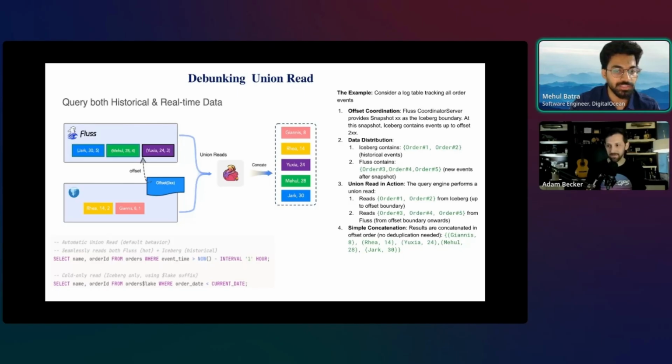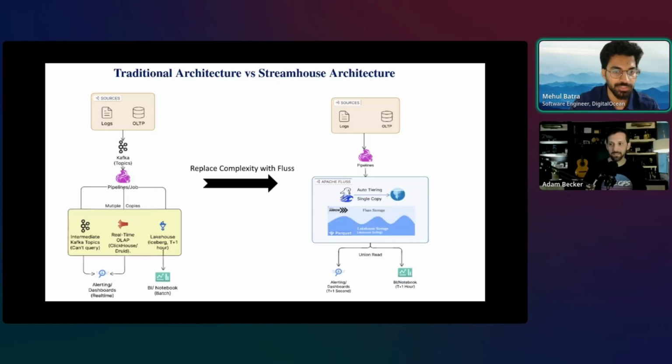So when you run the union read, the query engine will perform a union read. It will get your old orders up till the offset boundary, order 1 and 2, from the Iceberg, and the new ones from your Fluss. And it's just a simple concatenation. The result will be concatenated in offset order, so no deduplication is required. Voila, and you'll see the union data.